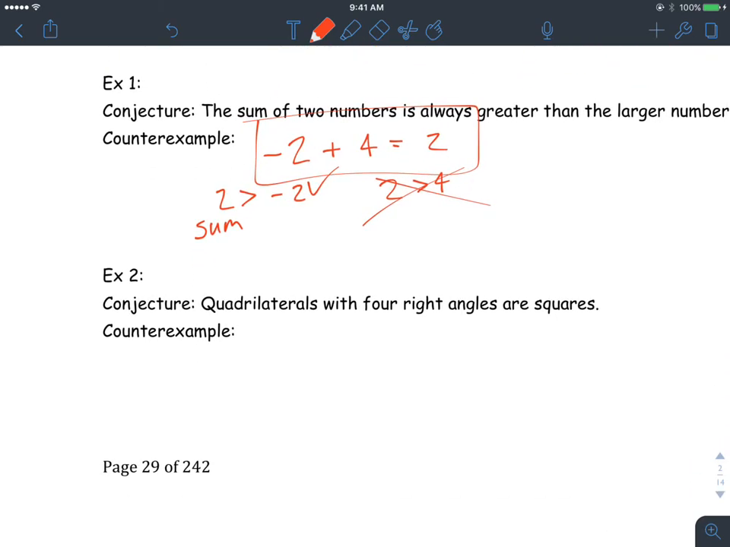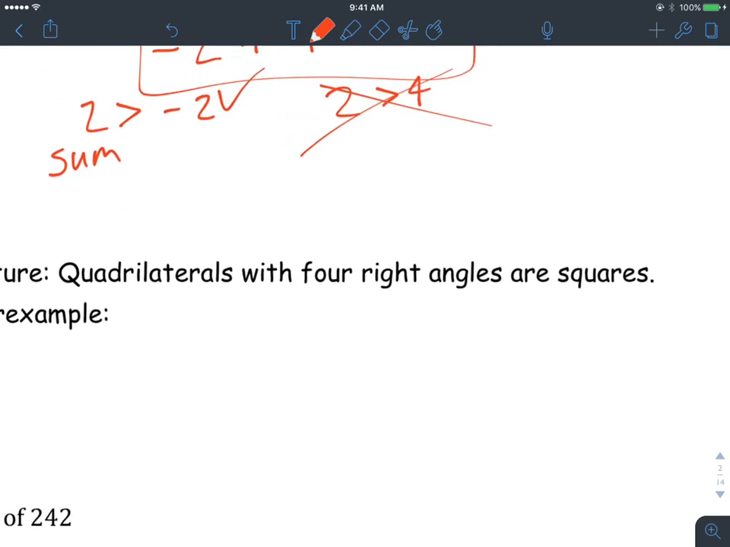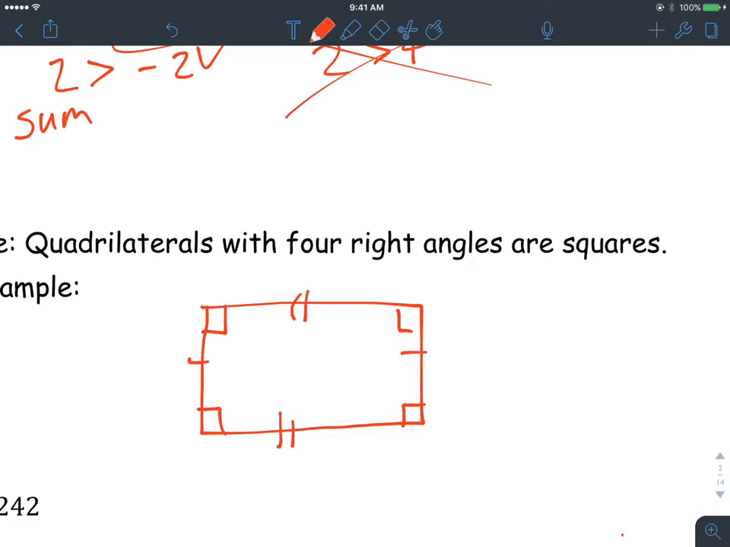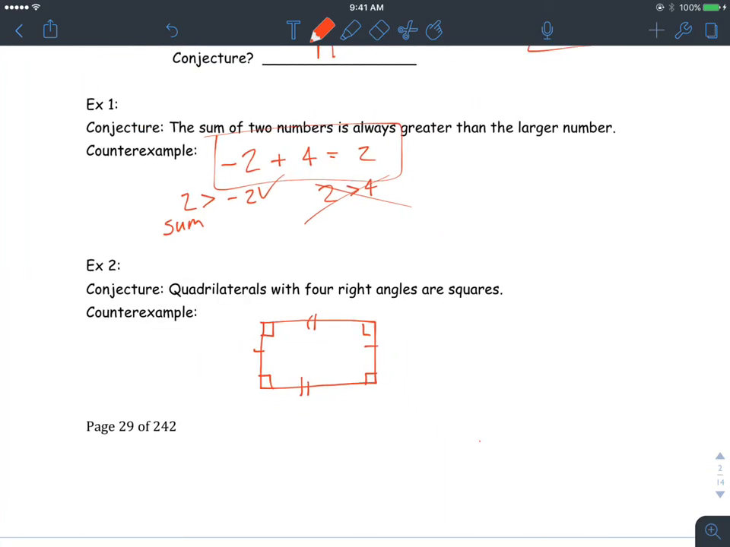Okay. Next one: quadrilaterals with 4 right angles are squares. So we can draw a quadrilateral, a 4-sided figure. Here's one with 4 right angles, and this is definitely not a square, based off of the side lengths it looks like I have here. This right here is a rectangle, right? So there would be a counterexample, just using a shape. So that's really all you can do on that one.